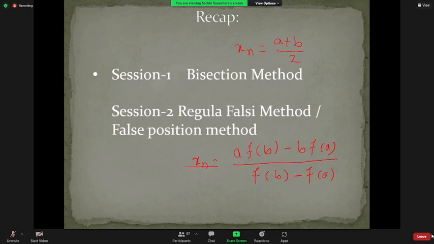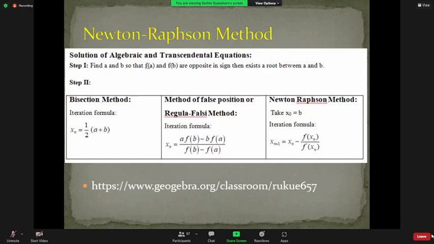Now today is the last session on this algebraic equation topic. There is one more method in our syllabus, and that is the most important method, known as the Newton-Raphson method. If you observe, this is the most important method, because out of 5 times, 3 to 4 times the question is asked on Newton-Raphson only. Why is that? First of all, this is a more accurate method, a fast convergent method, than the first two methods.